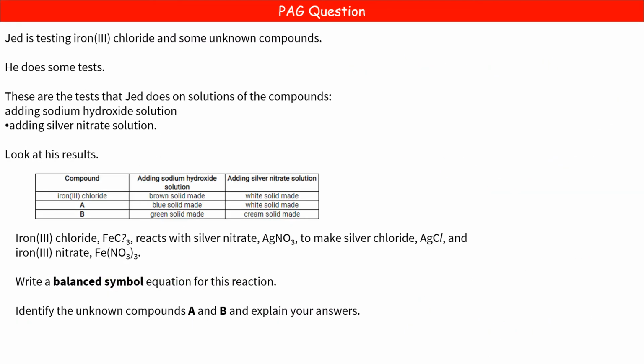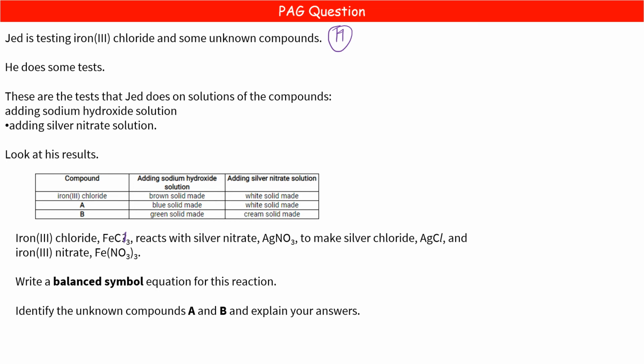Here's the higher version then. So this was the same year, this was the higher tier question. So Jed is testing iron 3 chloride and some unknown compounds, does some tests. He's going to add sodium hydroxide and silver nitrate solution. There's the results.